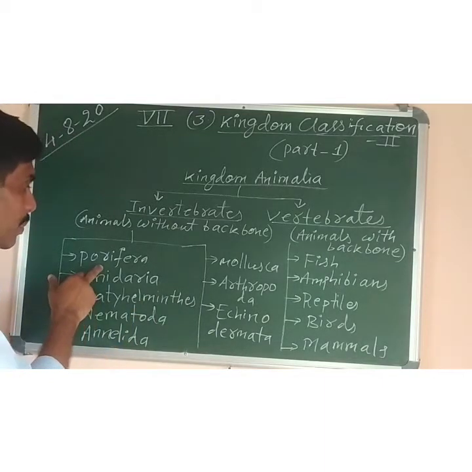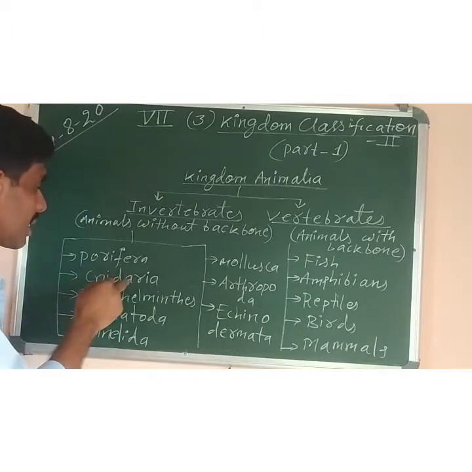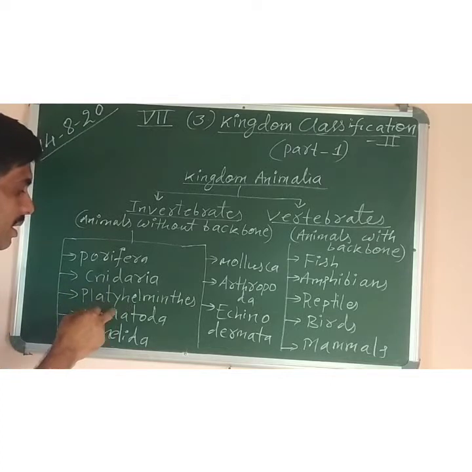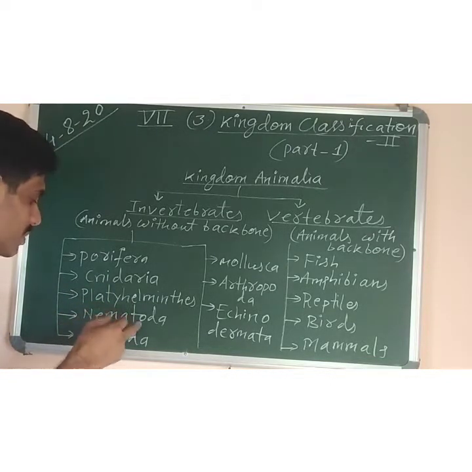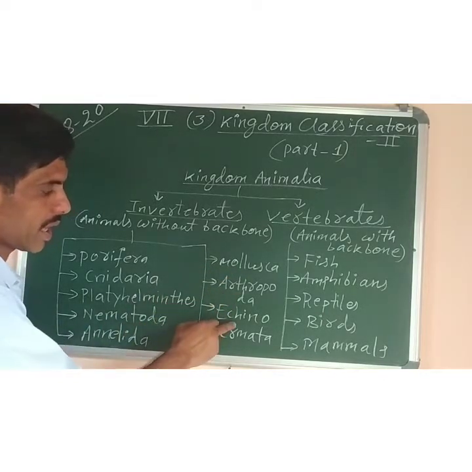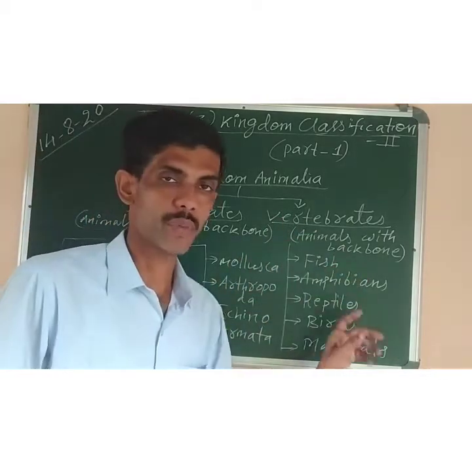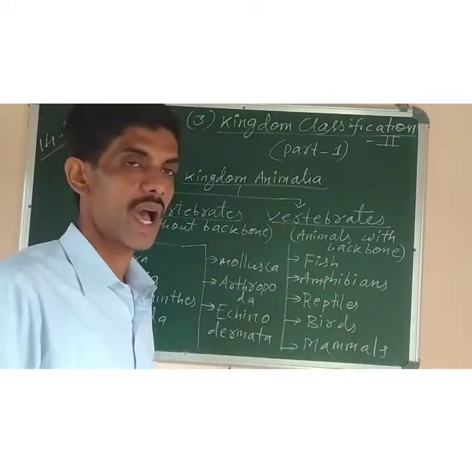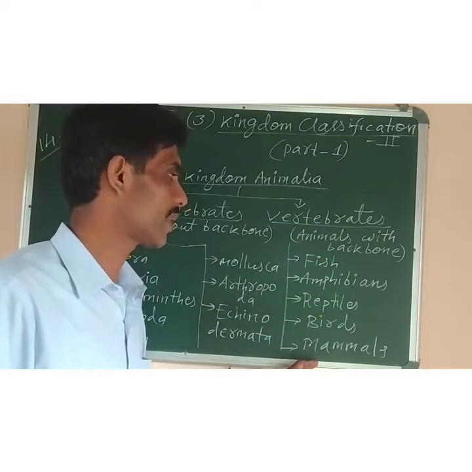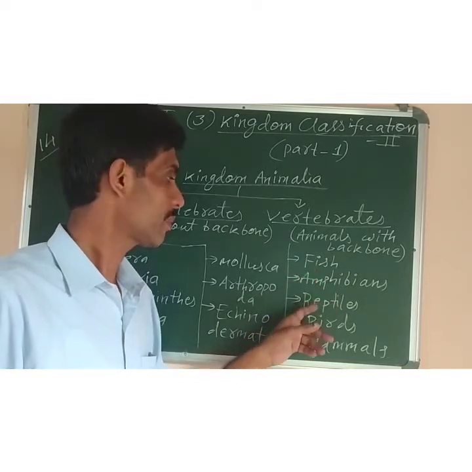The names of the groups are Porifera, the first one, the pore-bearing animals, which are mostly aquatic, found in water; then Cnidaria or Coelenterata, Platyhelminthes or the flatworms, Nematoda or the roundworms, Annelida, then Mollusca, Arthropoda, Echinodermata. Total 8 are there. Then animals with the backbone, which are also called vertebrates, are further classified into 5 different classes. Fish, that is the fishes with the backbone.